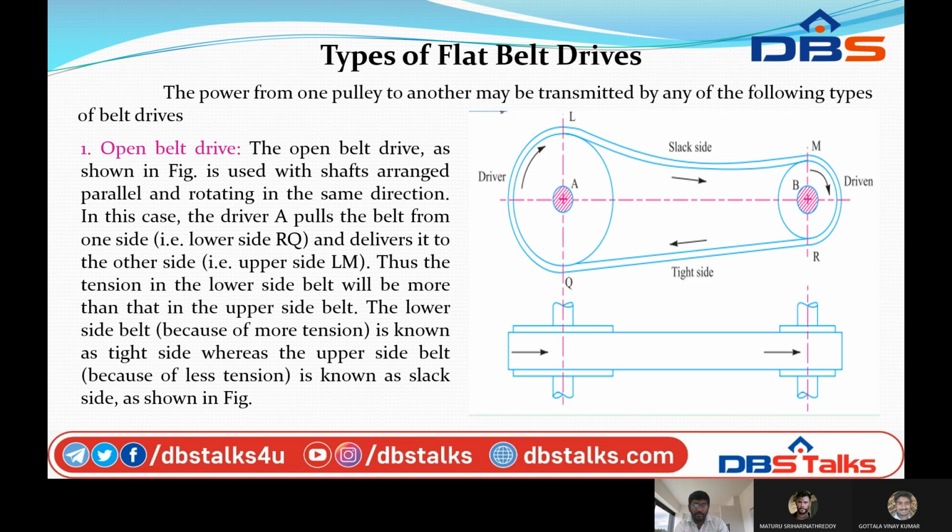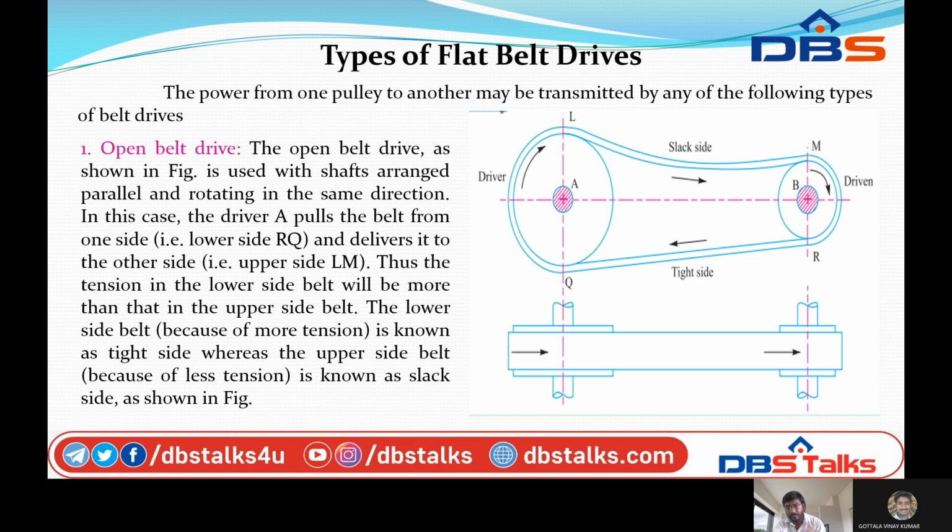So the tension in the lower side of the belt is more than the upper side of the belt. So compare these two sides. The lower side has more tension. This is called the tight side. The belt side with less tension is known as the slack side.